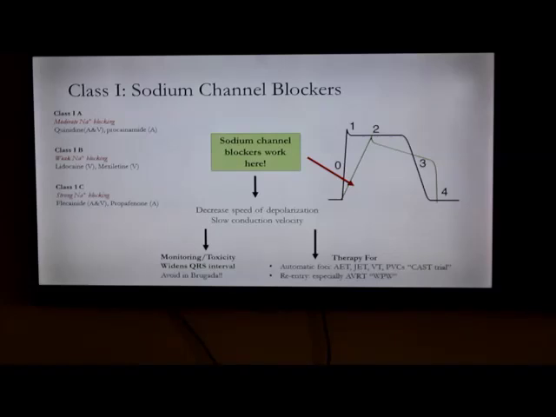Is there an advantage of mexiletine over flecainide, or are they the same, for ventricular? I have both, for example, mexiletine and flecainide. For VT, mexiletine is more specific. But for atrial, flecainide is better. It's the only one that works.